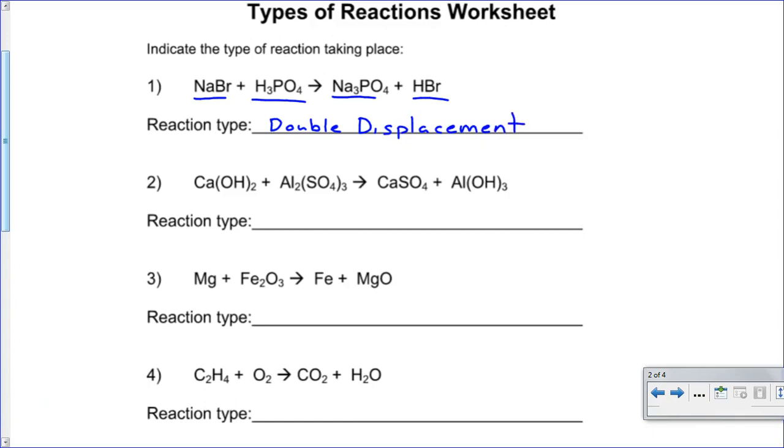Number 2. Compound plus compound yields compound plus compound. It's another double displacement. All right, the calciums and the aluminums are just switching partners. Calcium was with hydroxide originally. Aluminum was with sulfate originally. In the end, calcium is with sulfate and aluminum is with hydroxide. So they switch partners. That is a double displacement reaction.